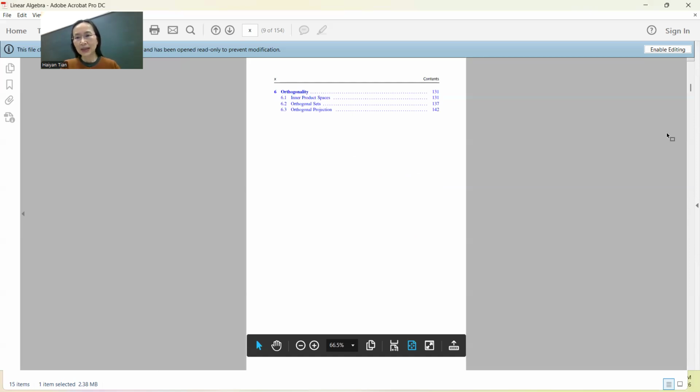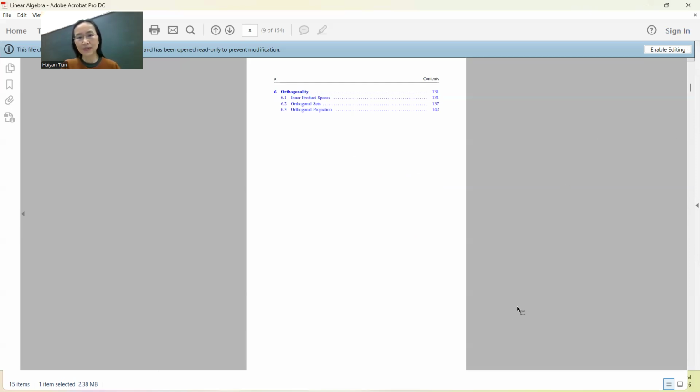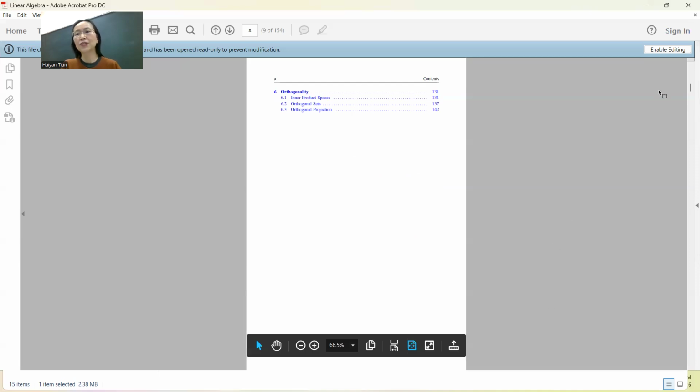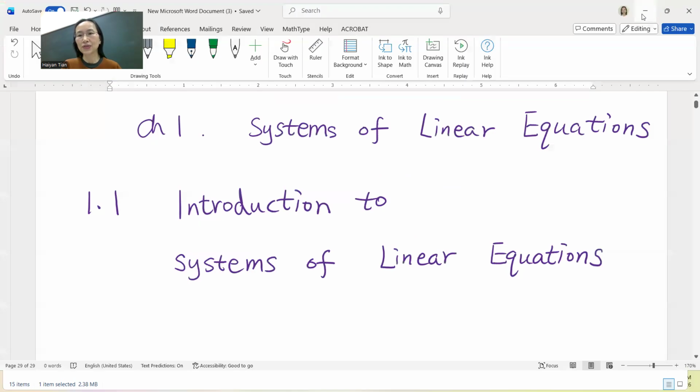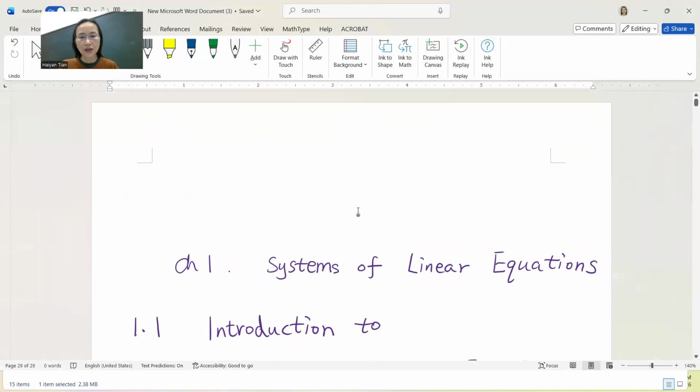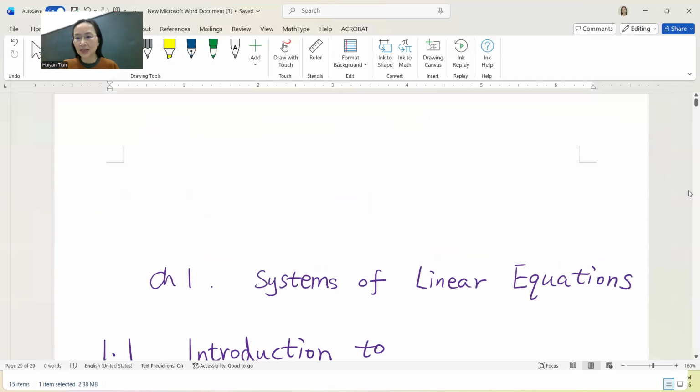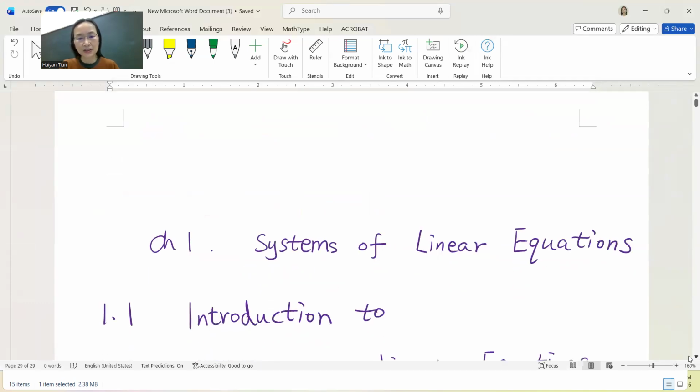Okay, so today is the very first lecture. So I'm going to start with, certainly, chapter 1. And chapter 1 is on systems of linear equations. So the first topic is introduction to systems of linear equations.